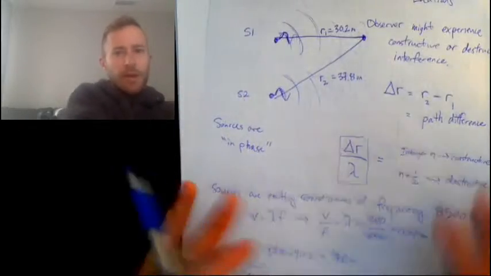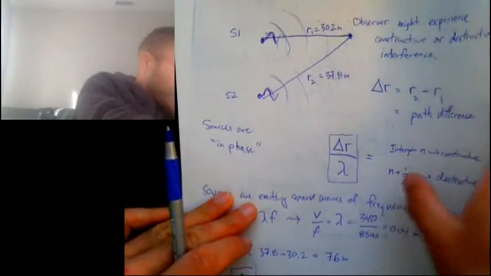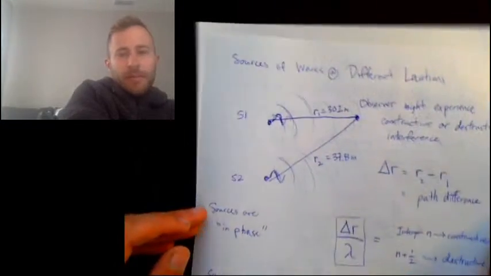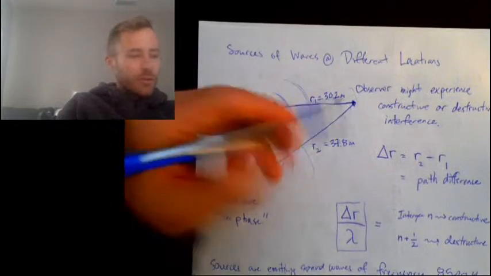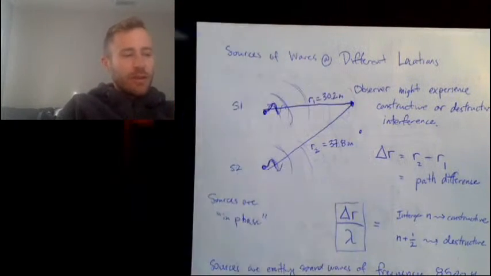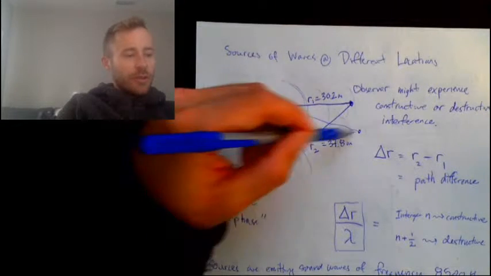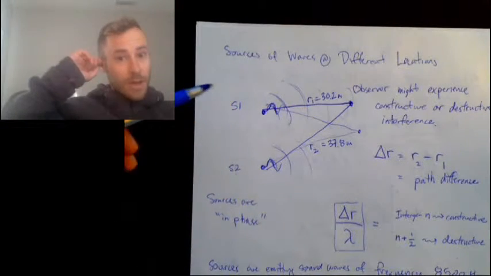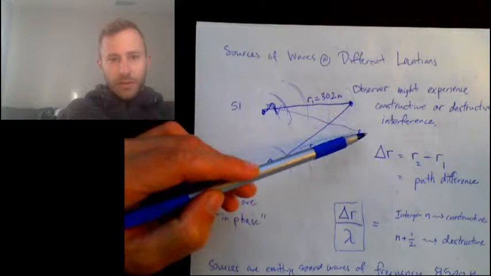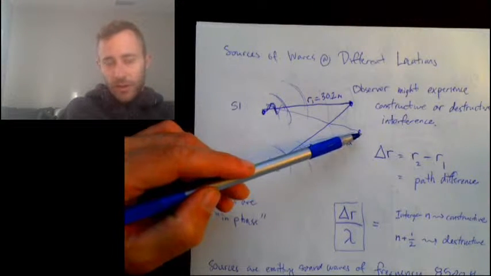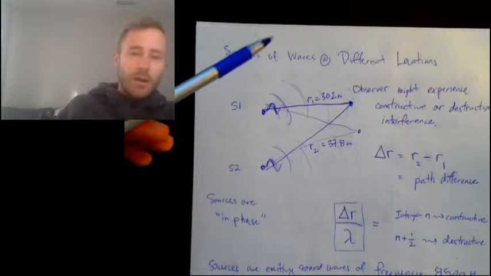Another thing I want to point out is that as the observer moves around, so what if the observer moved to right here? Then these distances are going to change, and so the observer could move from a location where there's constructive interference to one where there's destructive interference, for example.